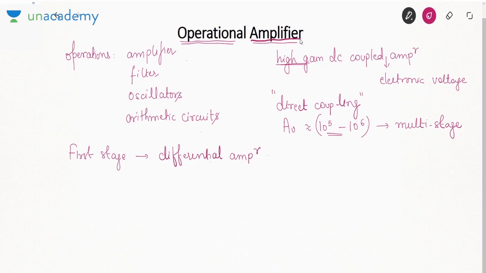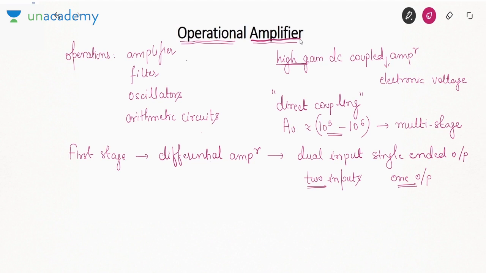And what is the nature of this differential amplifier? It is dual input and single ended output. That is, there are two input terminals and only one output terminal. Those of you who haven't gone through differential amplifier, it means two inputs and one output. Okay. So that is the nature of the differential amplifier that is being used in the op-amp.